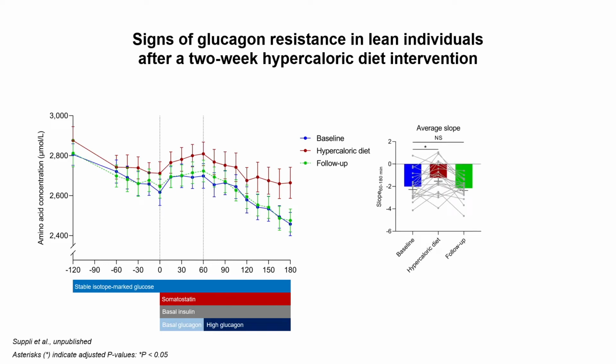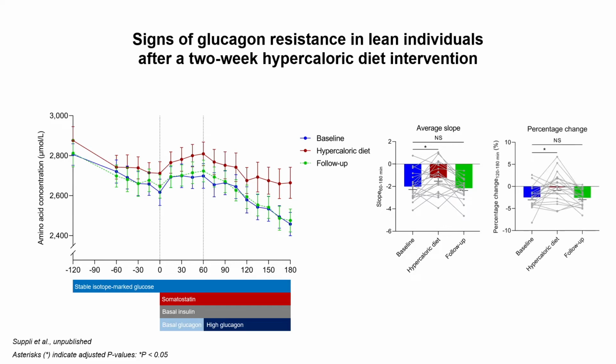We looked at the average slope of the graphs to illustrate the turnover rate of amino acids, kind of a proxy for that, and that was reduced after the hypercaloric diet. And we also had pre-specified, perhaps luckily, that we wanted to look at the percentage change in amino acids during the last hour of the pancreatic clamp, and saw almost no change after the hypercaloric diet, as opposed to the baseline and follow-up visits. So again, indicating glucagon resistance in these healthy individuals after only 2 weeks.